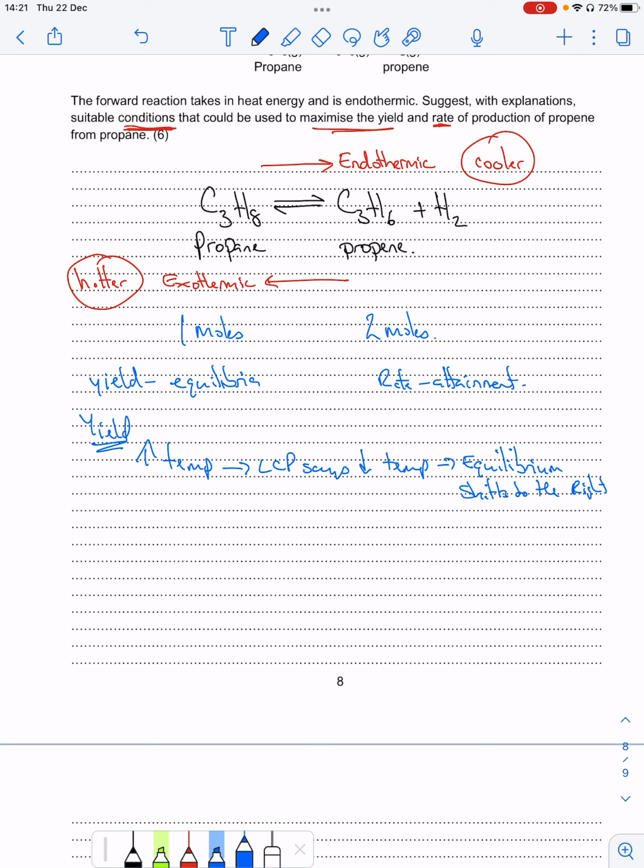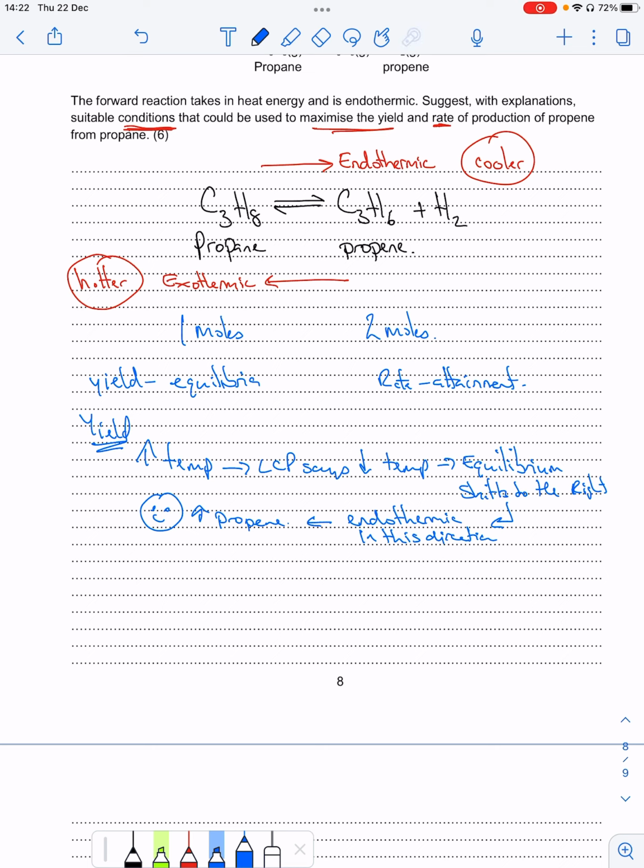So here, let's explain why though. So it's going to do that because the reaction is endothermic in this direction, and that's going to lead to an increase in the amount of propene, which is what we want. So that's a good thing to do.